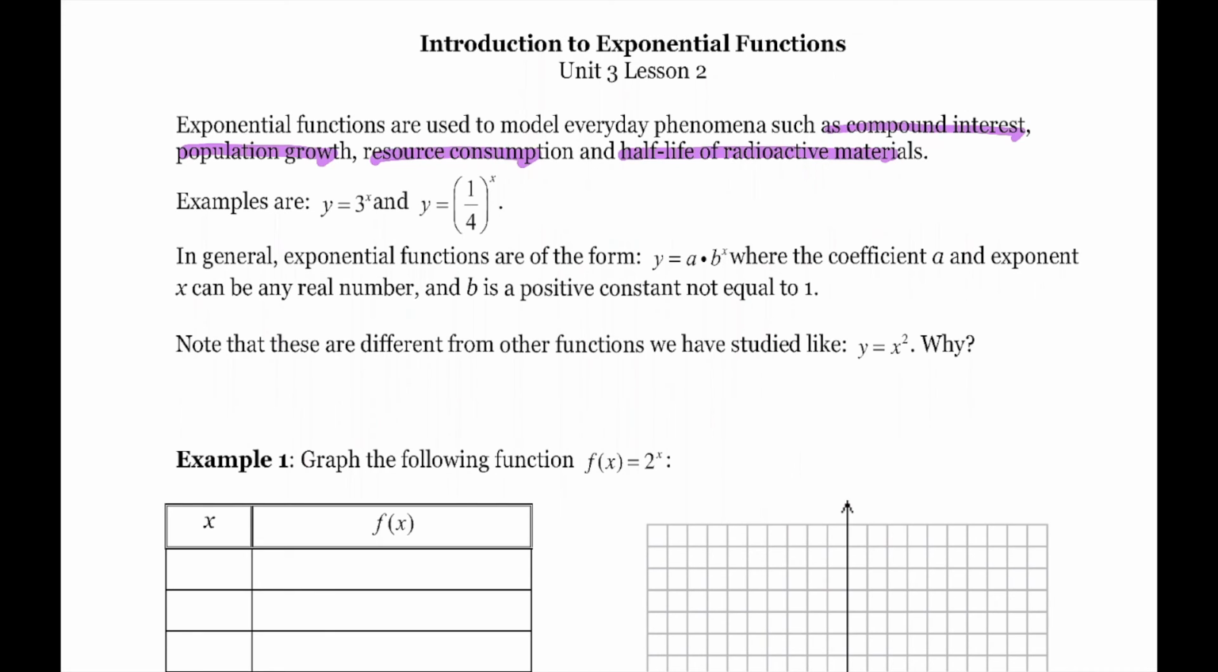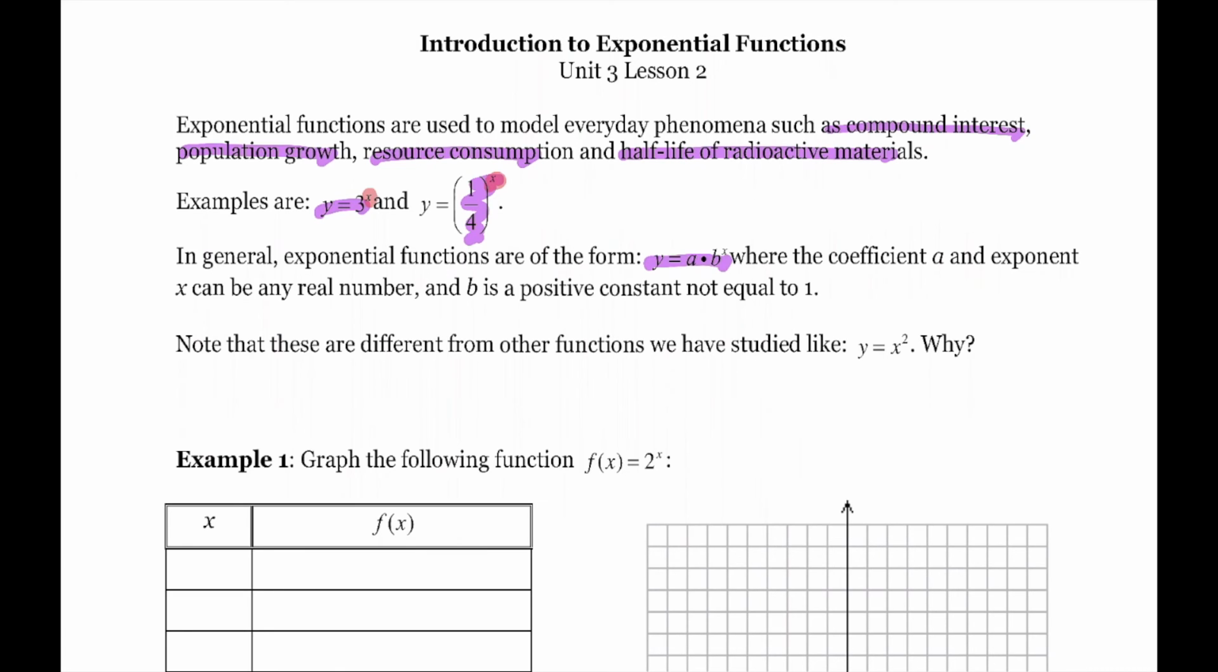So a couple examples of exponential functions are y is equal to 3 to the power of x and y is equal to 1/4 to the power of x. So in general, exponential functions are of the form y is equal to a times b to the power of x. Really the definition of an exponential function comes from the fact that our variable x now is not in our base, but it's actually in the exponent. So that's where the variable is.